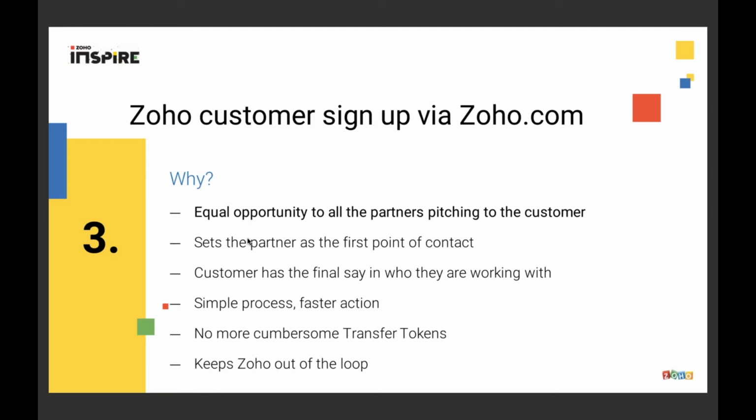Yes, we are not going to request customers to go into their account, generate a token, give it back to you, and then you can remove one partner and add another partner. It's a very cumbersome process, we understand, and that has also been taken care of using this new method. And most importantly, it keeps Zoho out of the loop. You have a very strong business relationship with your customer, and it is important that Zoho doesn't interfere by asking for email verification or anything else. It's just that the customer has the final say, and they are able to update it seamlessly.